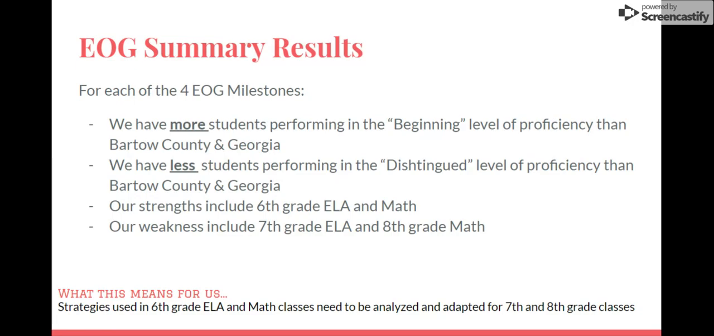Our End of Grade summary results. For each of the 4 EOG Milestones, we have more students performing at the beginning level than Bartow County and Georgia, and we have fewer students performing at the distinguished or level 4 level of proficiency than Bartow County and Georgia. Our strengths include 6th grade ELA and math, but our weaknesses include 7th grade ELA and 8th grade math. So what this means for us is that strategies used in 6th grade ELA and math classes need to be analyzed and adapted for 7th and 8th grade classes so we can continue those levels of proficiency as students move on to 7th and 8th grade.